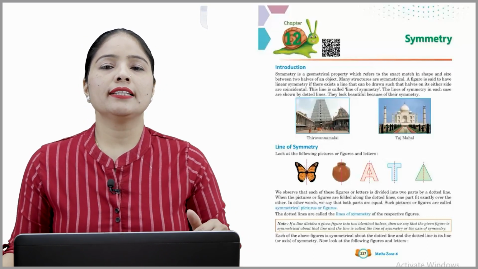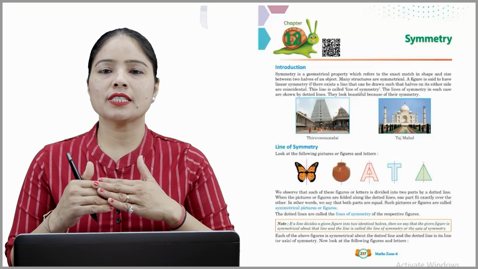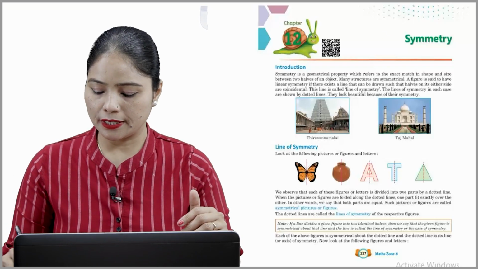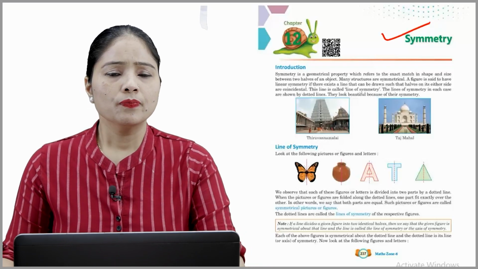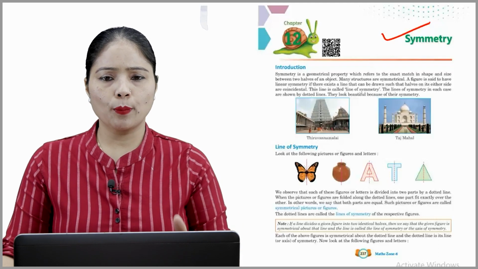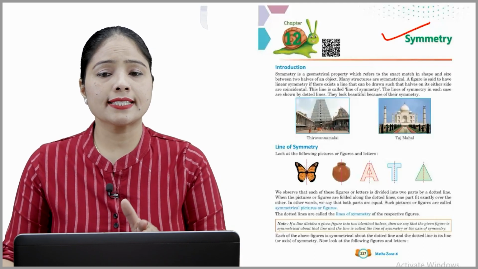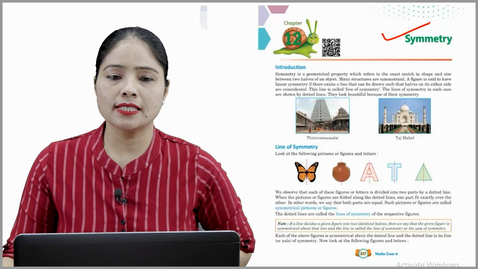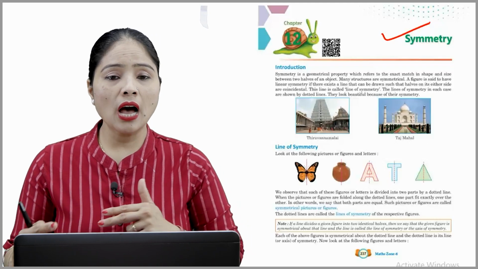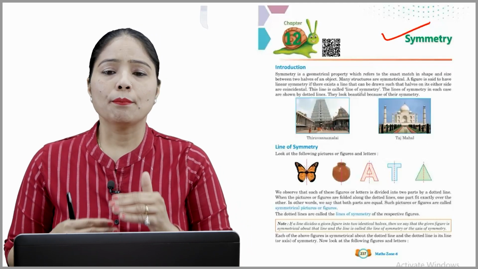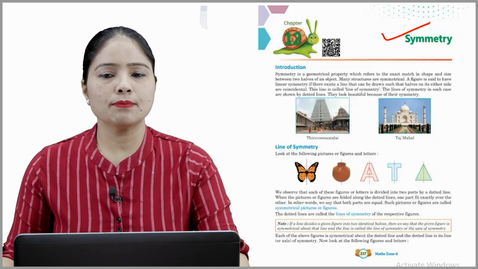So children, today in this class we are going to learn about symmetry. So let's start with that, beta. Introduction. Symmetry is a geometrical property which refers to the exact match in shapes and size between two halves of an object. Many structures are symmetrical.